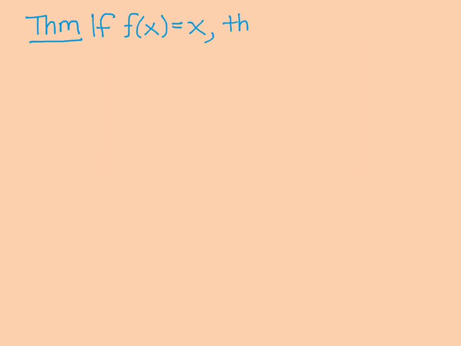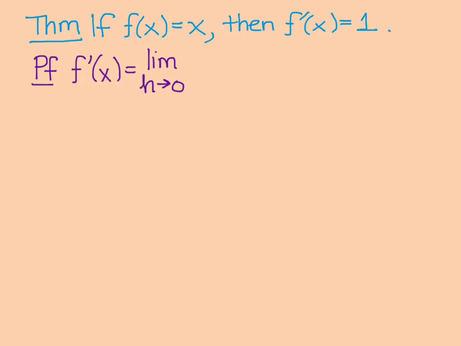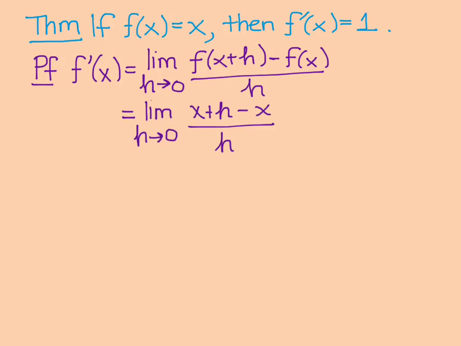For our second theorem, we have that if f of x equals x, then f prime of x will be 1. Let's do the proof of this. Once again, we're going to start with the limit definition of the derivative, and in this case, the function is always going to spit out whatever is being plugged in. So we end up with the limit as h goes to 0 of x plus h minus x over h.